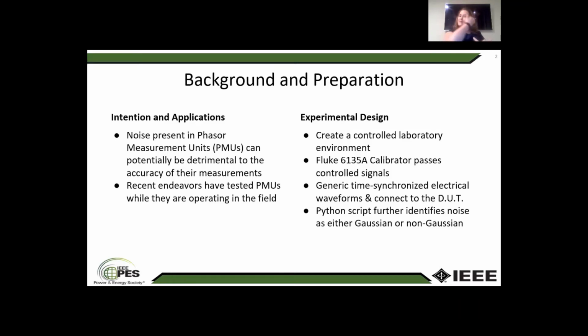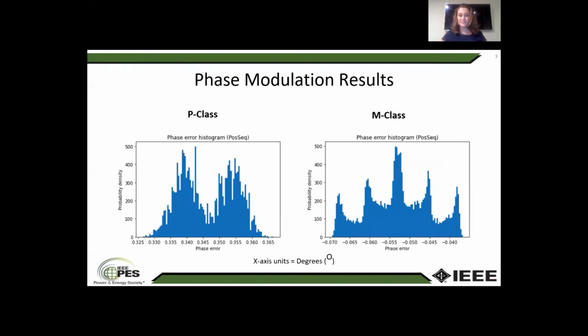For testing, we've tested both phase modulation and amplitude modulation, as well as frequency ramp ups and frequency ramp downs. For the simplicity of this experiment and this presentation, we've decided to show the phase modulation results as well as the frequency ramp down results. Now note, the x-axis indicates the degrees off of the nominal value in all four of the following histograms that you're about to see. So let's go ahead and take a look at the phase modulation results.